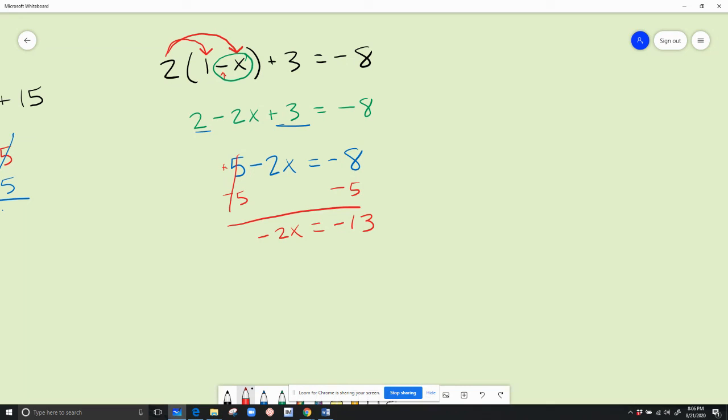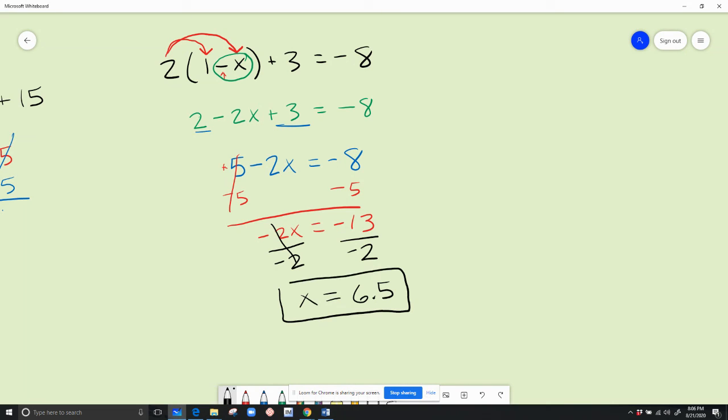Okay. Now, any more addition or subtraction? Nope. So let's go ahead, and this is multiplying. So to get rid of multiplication, you divide by whatever you're multiplying by. Boom, get rid of that. And we got x equals 6.5, not negative. If you're thinking negative, be careful. Negative divided by a negative is a positive. And once again, you can plug that into the original equation to test that you're right. In this case, I know that I'm right because I am looking at the example in the book.